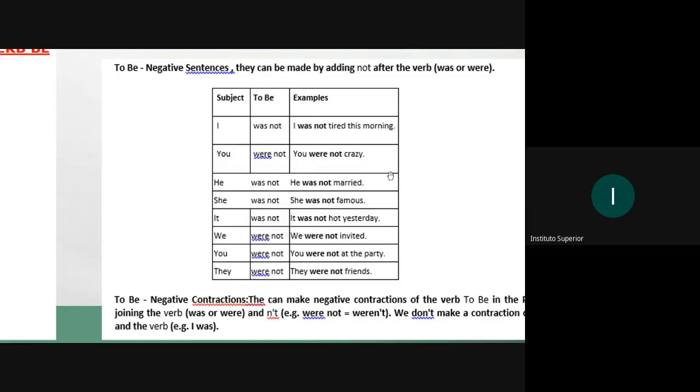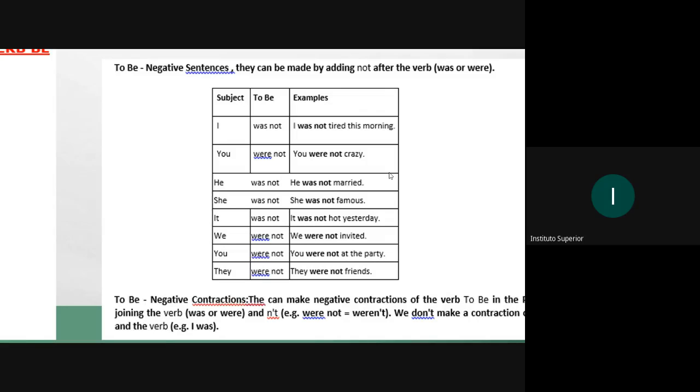También lo vimos acá, pantallazos dimos, ¿verdad? Vamos a ver ejemplos. The verb be, negative sentences can be made by adding not after the verb. Here are some examples. All right, I need someone to help me out and read these examples de cómo se formaría la forma negativa del verbo be en pasado simple. A ver, que alguien me ayude con un ejemplo. Número 1, I was not tired this morning.